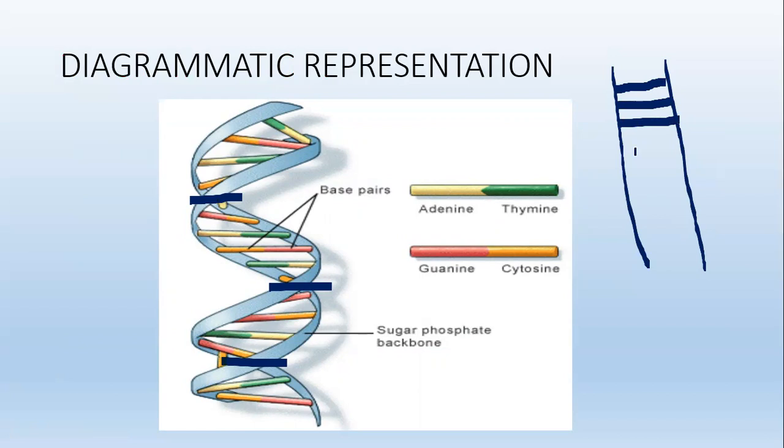This is one base pair. 1, 2, 3, 4. Then 5. Then 6. Then 7. Then 8. Then 9. Then 10. So here it will turn once, then another 10 base pairs will come, after that it will turn once more, then 10 base pairs will come, and after that it will turn once more.